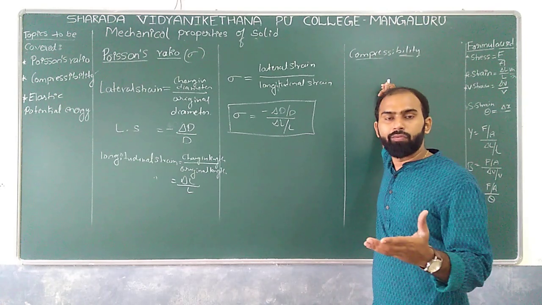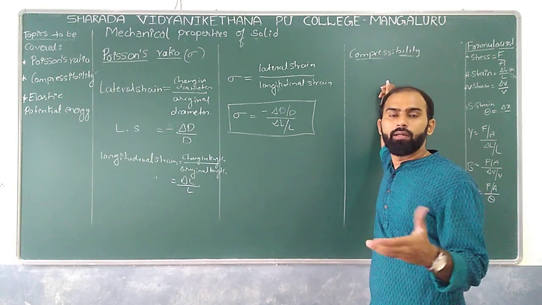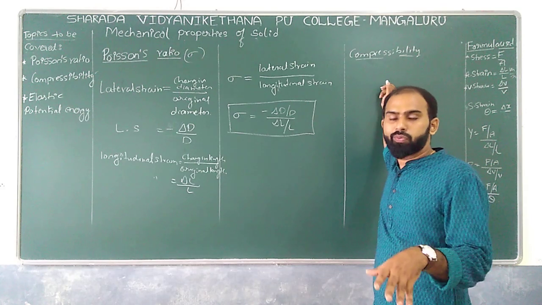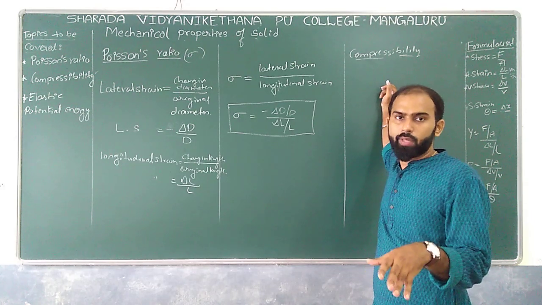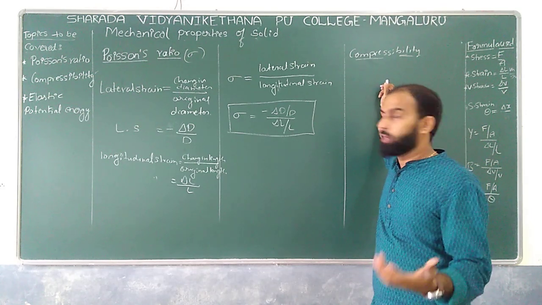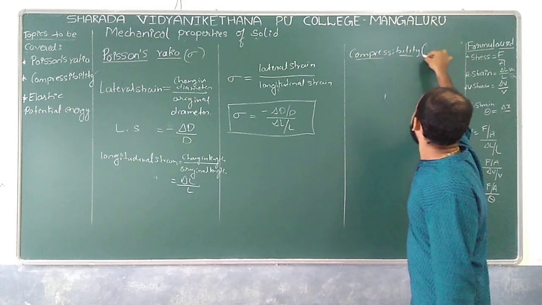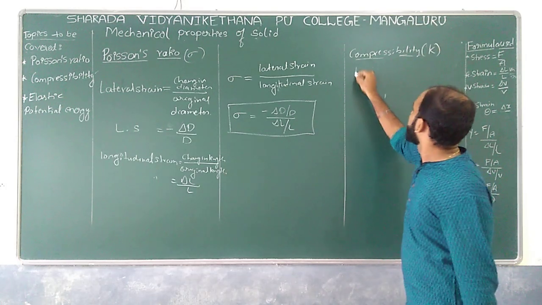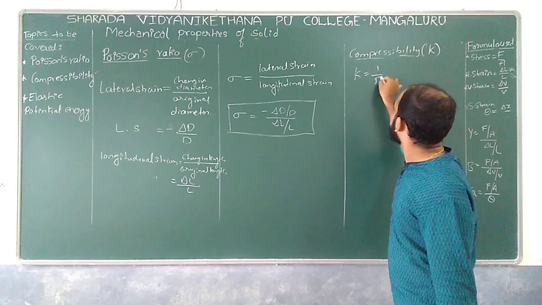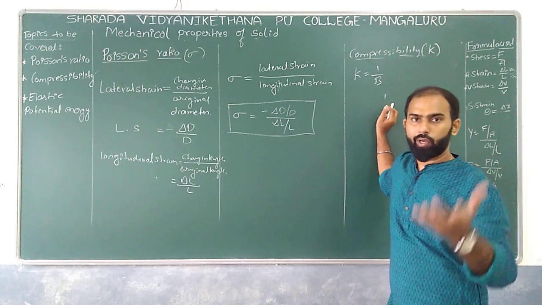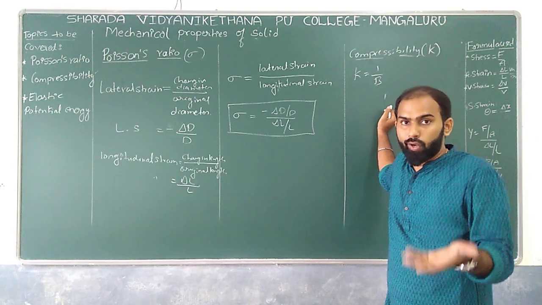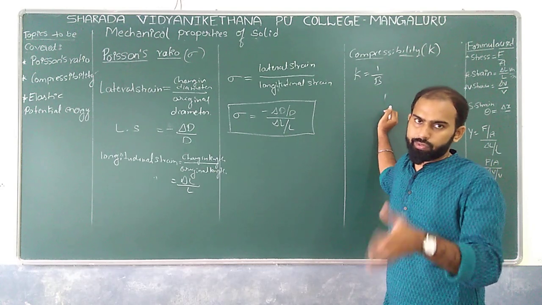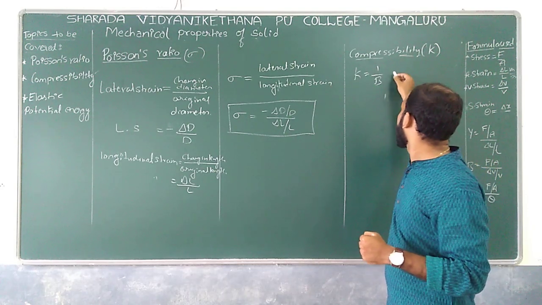So compressibility is just the inverse of bulk modulus. What do you mean by bulk modulus, by the way? Bulk modulus, here compressibility, represents K. As you know, it is the inverse of bulk modulus. What do you mean by bulk modulus? It is the ratio of bulk stress to the bulk strain. So this is how exactly it works.